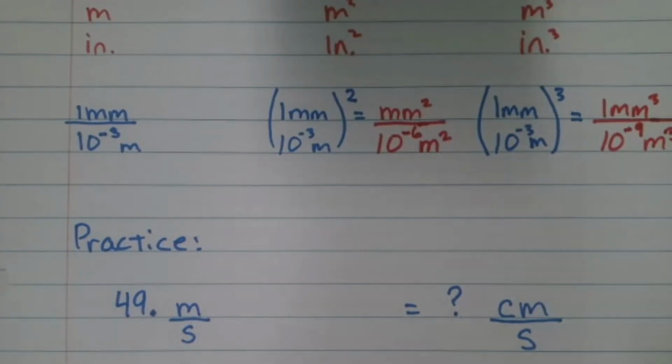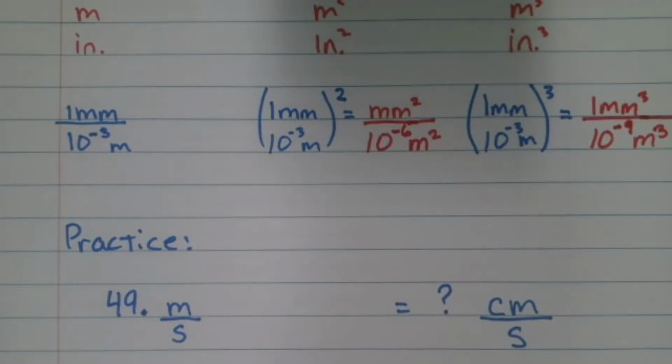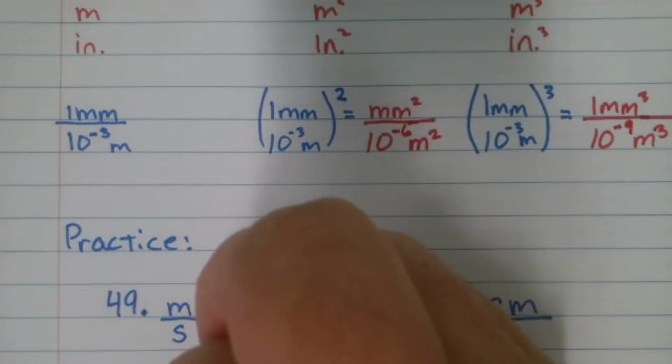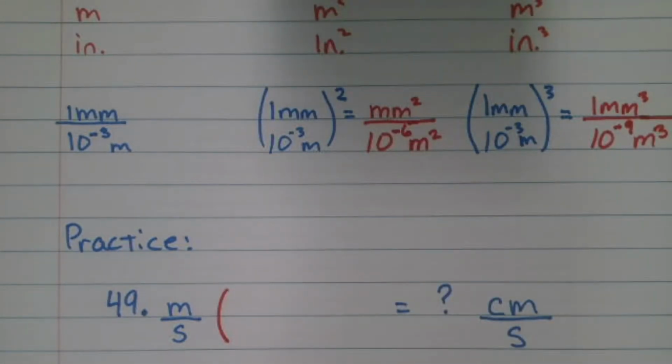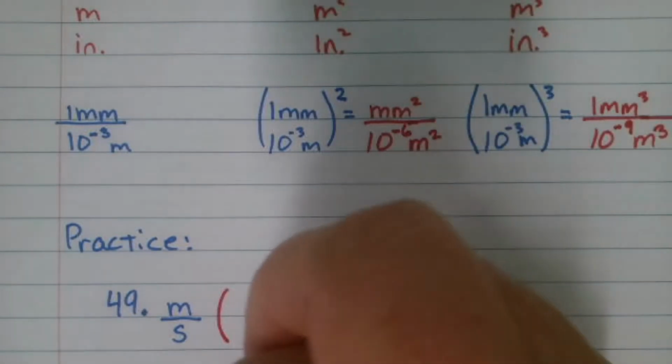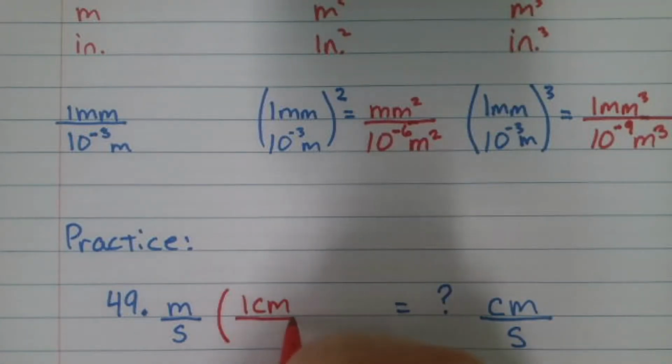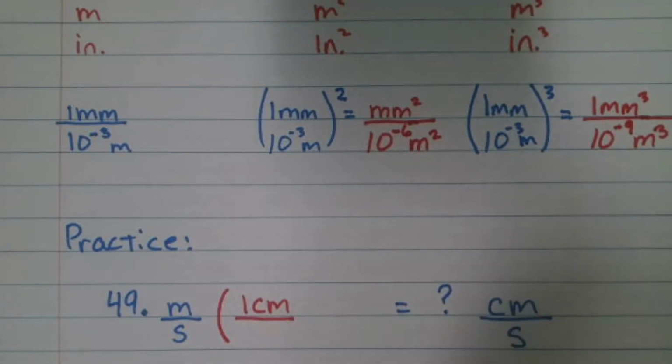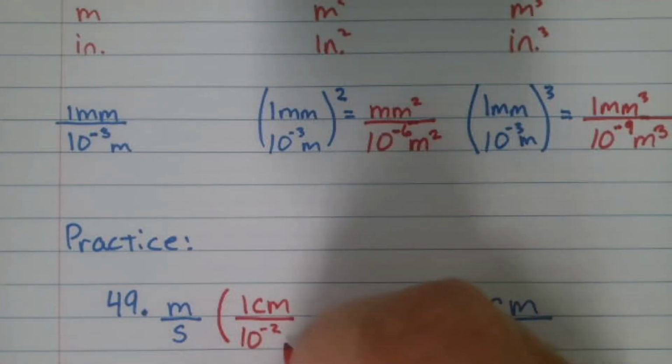First example of unit conversions. If we have 49 meters per second, we want to convert that to centimeters per second. That's not tricky. That's really simple because we don't have any exponents, and we've done this before. So we just need to find the relationship between meters and centimeters, and we know the conversion would be 1 centimeter is the same thing as 10 to the negative 2 meters.